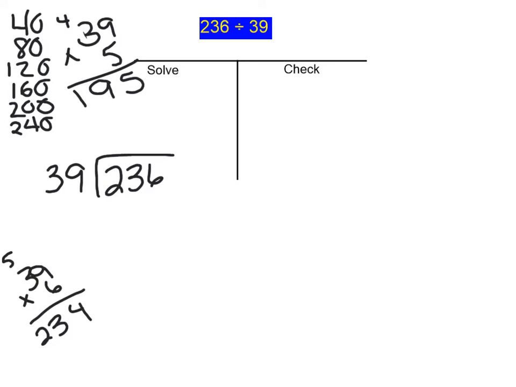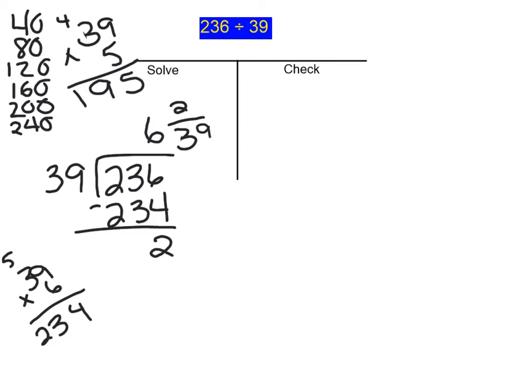So we need to subtract 234 from 236. We get a remainder of 2. Oh, well, I forgot. I need to put what I multiplied up here, and what worked was times 6. So I have to put a 6 in my quotient, remainder of 2, which goes as my numerator, and 39 as my denominator. So 236 divided by 39 is 6 and 2 over 39.